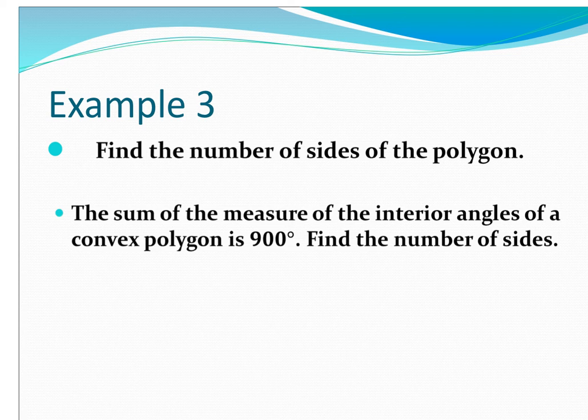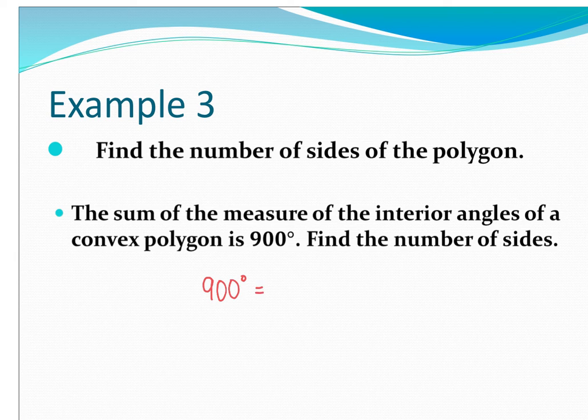There's like 1 or 2 questions that are going to be like this, okay? Now, the sum of the measure of the interior angles of a convex polygon is 900. Find the number of sides. How do you think we would do it, Gabby? Well, we know that the sum is 900, right?